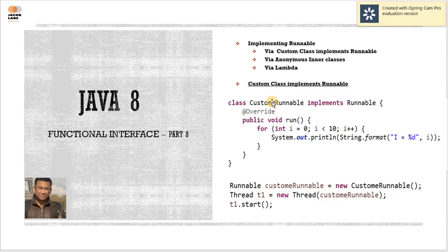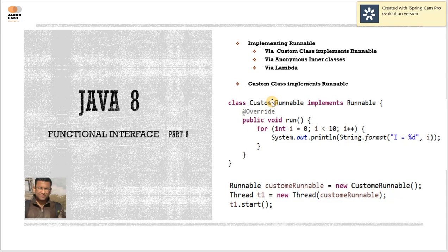First of all, let's see what is Runnable. Runnable is a functional interface, and as you know, what is a functional interface? It is an interface which has one and only one public abstract method. The public abstract method in Runnable is called run. So in this video, we will see how do we instantiate an object of Runnable via three methods.